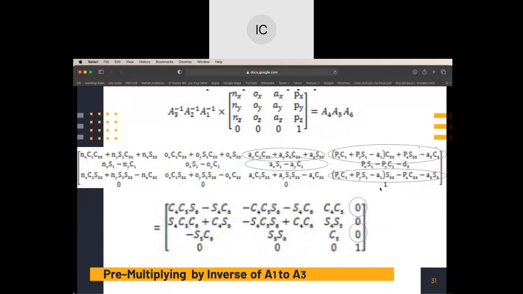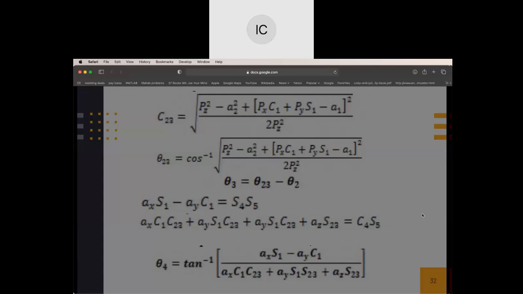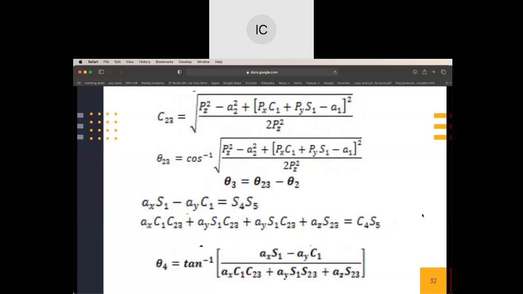Moving on, we have these other matrices also circled. These are the values that we're going to be using for the next equation, and we're pre-multiplying by the inverse of A1 to A3. So this is all really confusing as well. There's a lot of numbers, or rather letters, but on this next slide, you can see the equations that those equal out to in order to solve for theta 3 here in the middle of the screen, as well as theta 4.